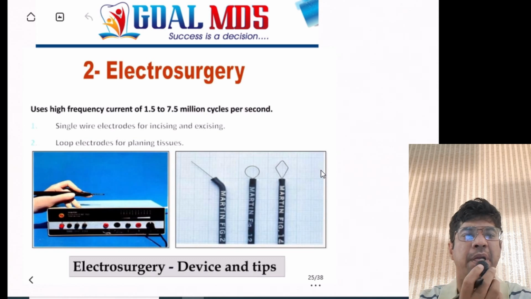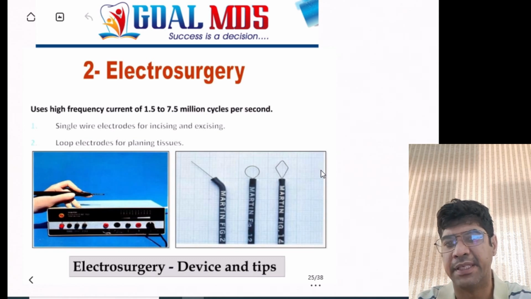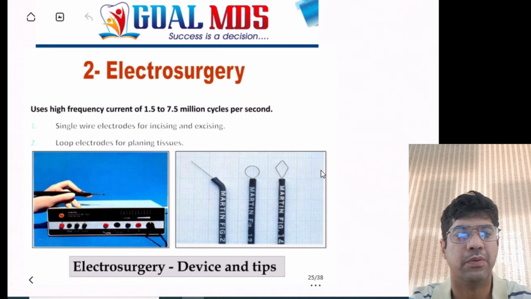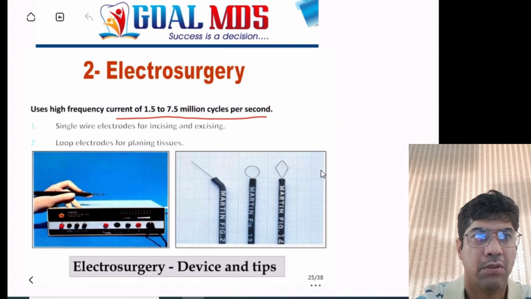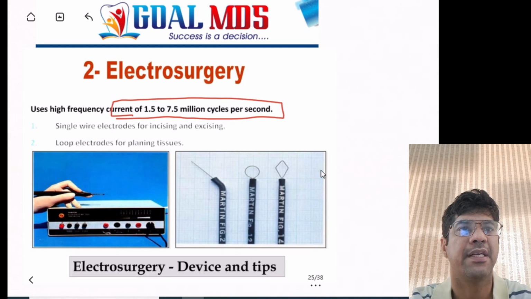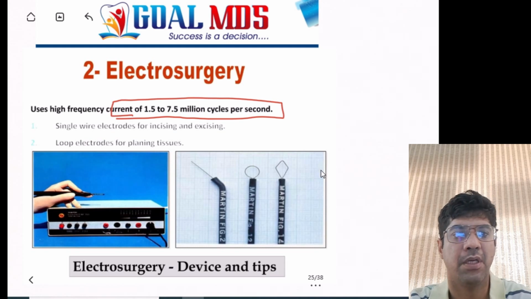Other procedure that can be done is electrosurgery. So what is electrosurgery? It is a technique that involves the use of electric currents to cut or coagulate the tissue. A high frequency current of 1.5 to 7.5 million cycles per second is used.